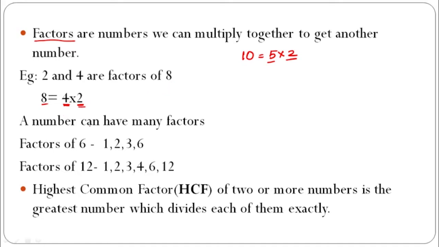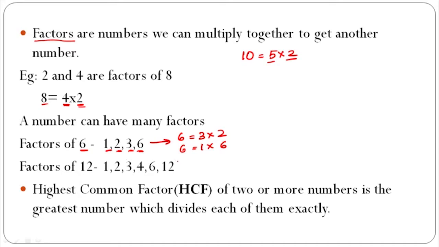For example, if you consider the number 6, which are the factors of 6? It is 1, 2, 3 and 6. You can represent 6 as 3 multiplied by 2, or you can say 6 is equal to 1 multiplied by 6. Correct? There are different ways in which you can represent a number. So, a number can have many factors. Here the number 6 has 4 factors.